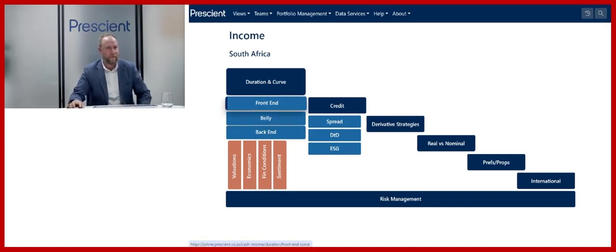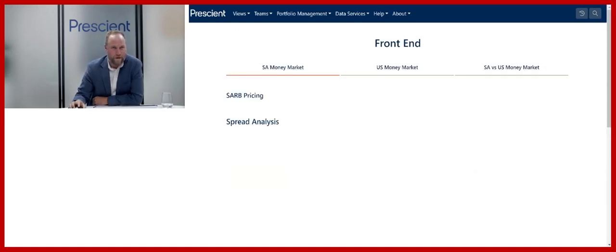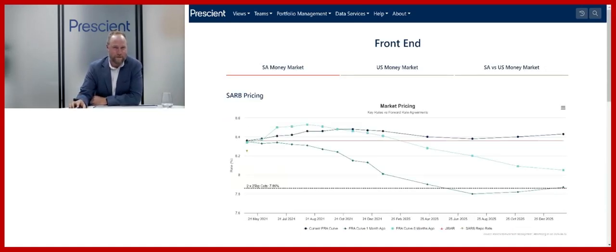But maybe let's just dive into one or two of these and give you a better sense of some of the things we would need to think about from an actively managed perspective in this category, being as diverse as it is. And then we'll end off with some risk ideas. Very briefly, what we're looking at here is the current pricing for the South African market. What is the market telling us? Where are interest rates going? And the topic of today's discussion, the quest for yield.